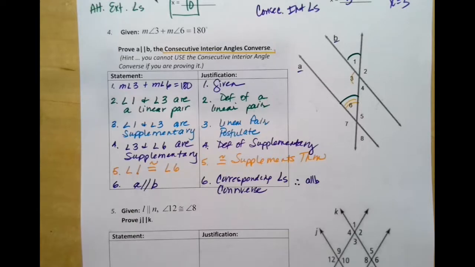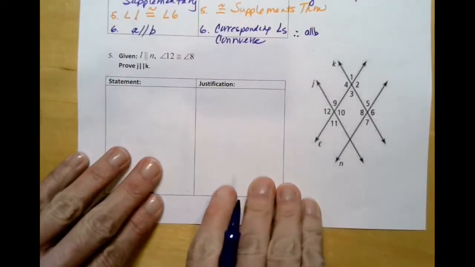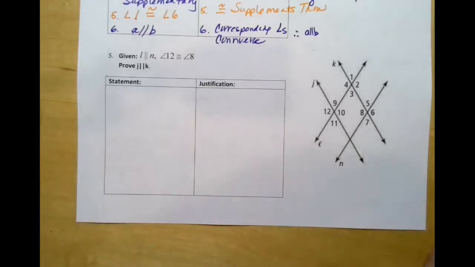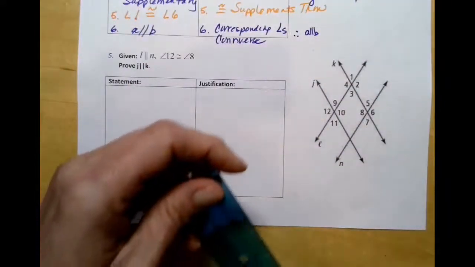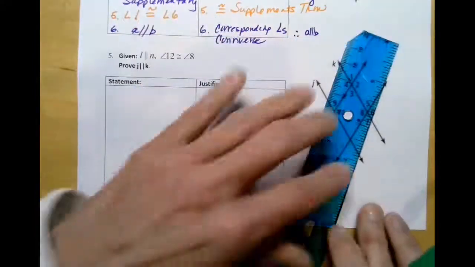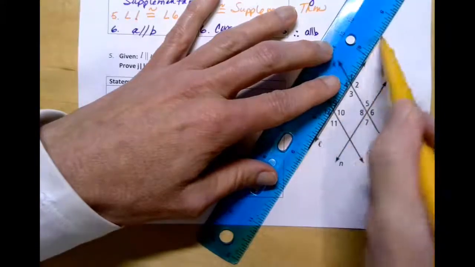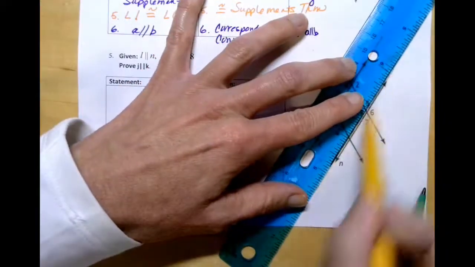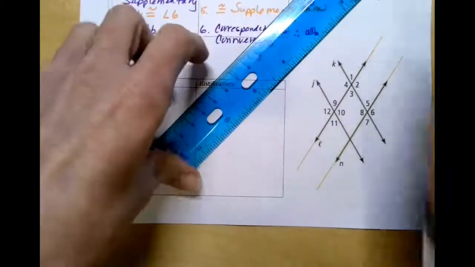Okay. Let's take a look at this one. This one is a little bit different because it's not asking us to actually prove one of our theorems per se. We're going to get to use them. So we have L and N as parallel. So let's go ahead and draw in what we know to be true. L and N are parallel. That's what we have.